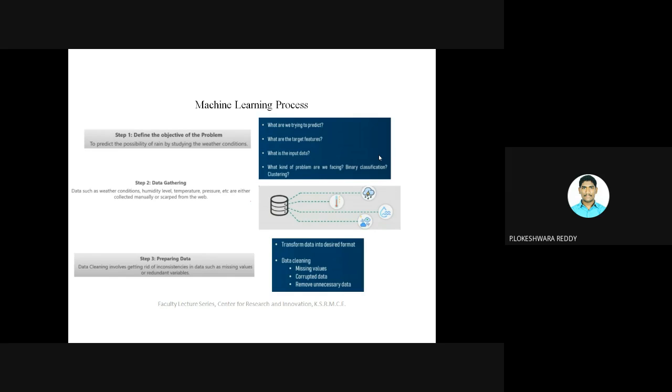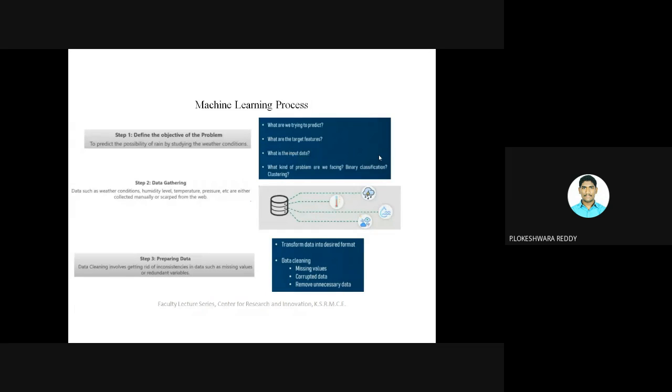For example, in order to estimate rainfall, we could utilize weather conditions. We could measure humidity, temperature, or pressure, or we could take data that is collected manually, or scraped from the web, so that these parameters could correlate with your particular problem statement, and we could get the data. The first step is we need to identify the problem.